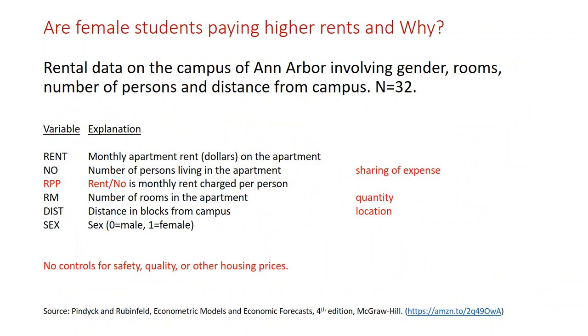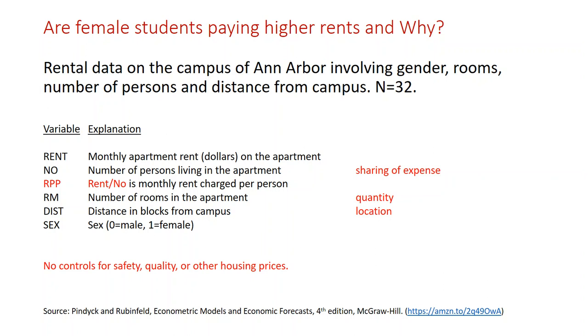So what we have in our data set is this. It's a sample from the campus of Ann Arbor that has rent, number of persons in the apartment, and therefore dividing those two, we have what we're going to call our dependent variable, the rent per person. That's the monthly rent charged per person, the total rent for the apartment divided by the number of people in it. And then we have the number of rooms in the apartment. And we'll likewise want to create a rooms per person. How many on average of those rooms go to each person in terms of their individual rent.